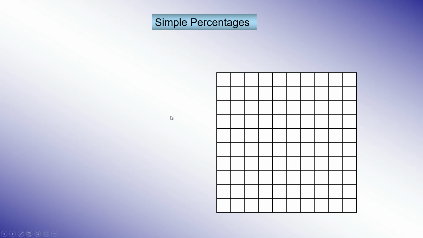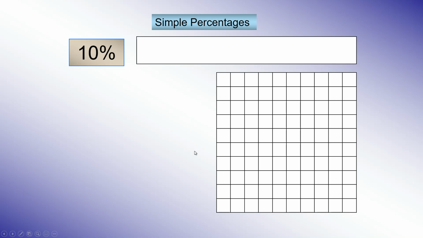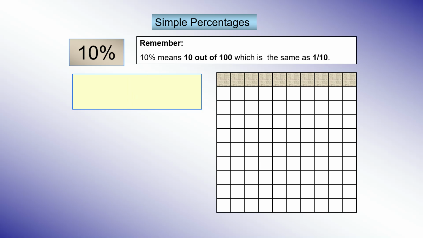Okay, so we're going to be finding percentages. We're going to start by finding 10%. It's a very important one for us to find. And if you recall, to find 10%, you simply divide by 100, because 10% means 10 out of 100, which simplifies to a tenth. So we're finding a tenth, which means we divide by 10.